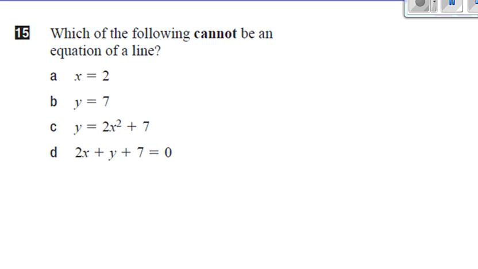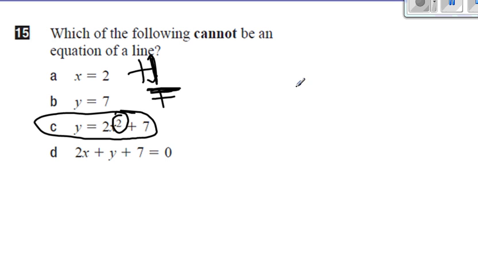Question 15. Which of the following cannot be the equation of a line? So let's look quickly. X equals 2, that's a vertical line like this. Y equals 7, that's a horizontal line like this. X squared, I don't know what the heck. This is just a line in standard form, so it's got to be C.